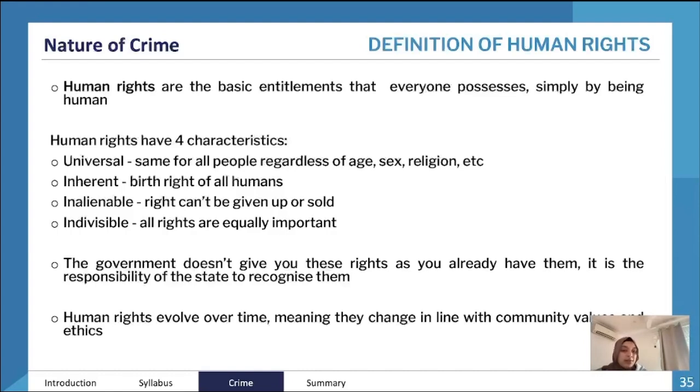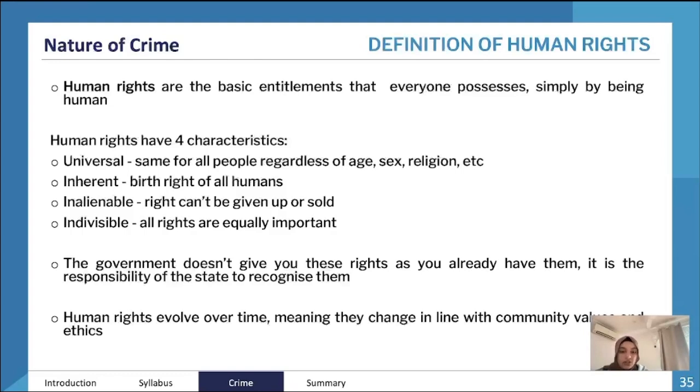Inherent. They are a birthright of all human beings. Every single person has access to these rights. They cannot be given up or sold, which is to say they are inalienable. You cannot alienate anybody from these rights, and they're indivisible, which means all rights are equally important.